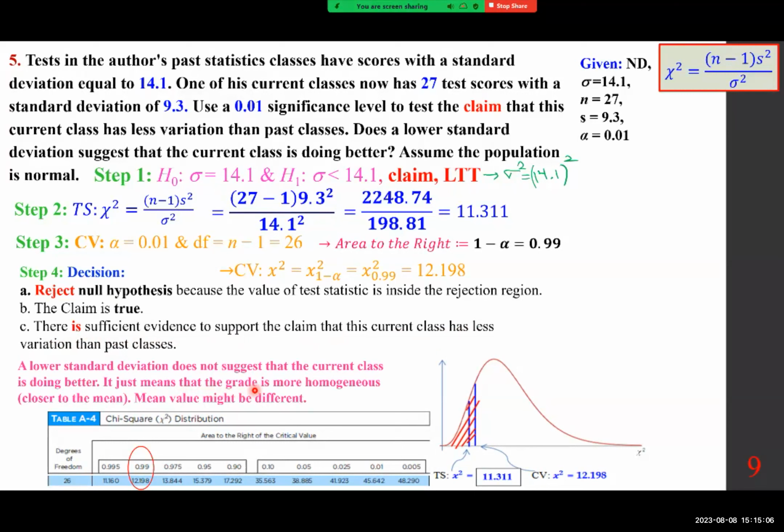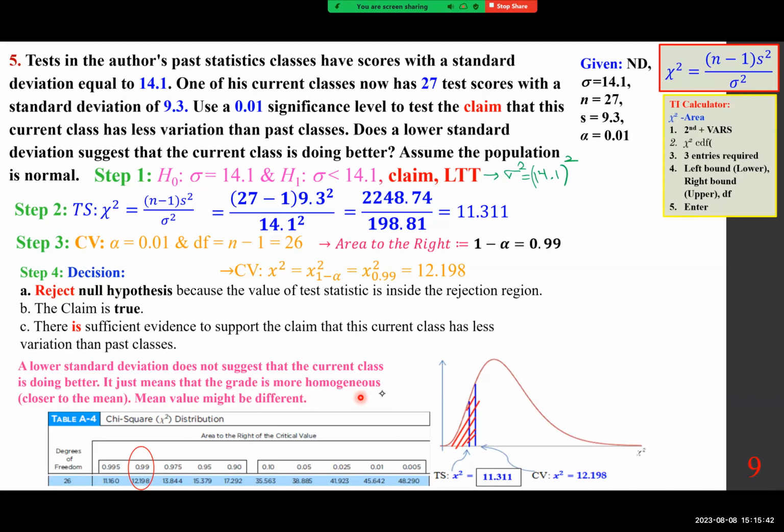However, a lower standard deviation doesn't suggest that the current class is doing better. It just means that the grades are more homogeneous, okay? Homogeneous, closer to the mean. The mean value might be different, and that indicates whether they are doing better or not. The smaller the standard deviation, the closer the values are together. And that's ideal, for example, for a company when they are making or building something. So what this means is that the grades are more homogeneous and the values are closer.